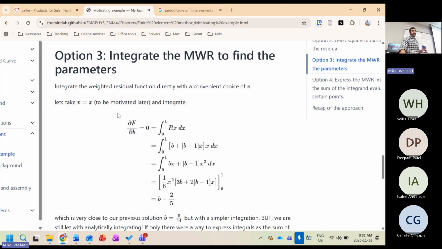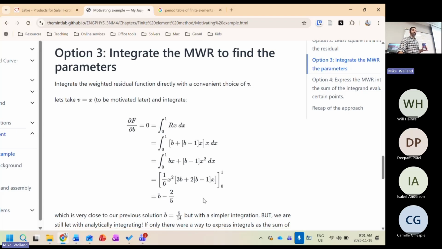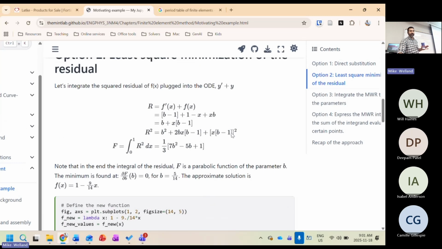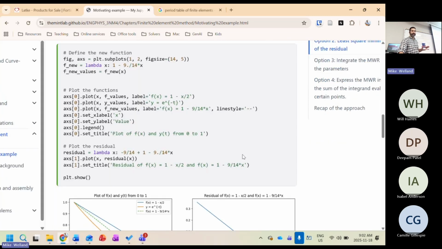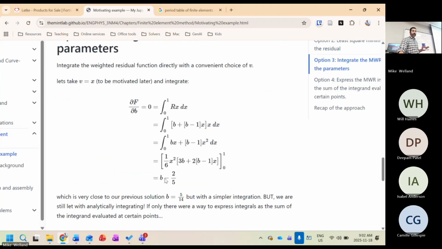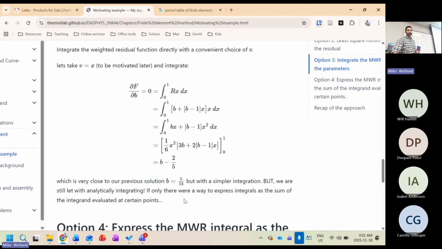Let's say v is equal to x. You multiply this through and simplify. You still have to do some symbolic logic, but now this integral and this differentiation is much easier to do, right? Because we didn't have something complicated integrated over. And it is very close. 2 over 5 is very close to 5 over 14. So we've done a much simpler calculation already, and we've got a decent answer. Okay, so we're moving towards the right way to do it, quote unquote.